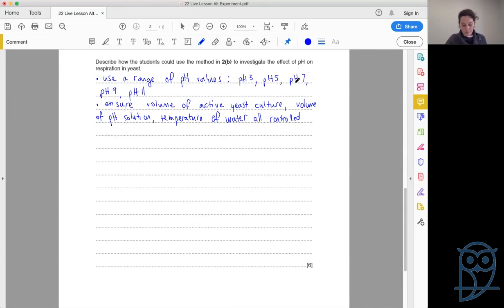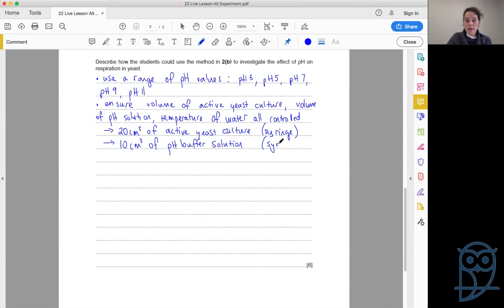So they use 20 centimeters cubed of active yeast. We can do the same. So 20 centimeters cubed of active yeast culture. And we're going to use a syringe for that. Let's say we're going to use 10 centimeters cubed of pH buffer solution. We're going to use another syringe for that.